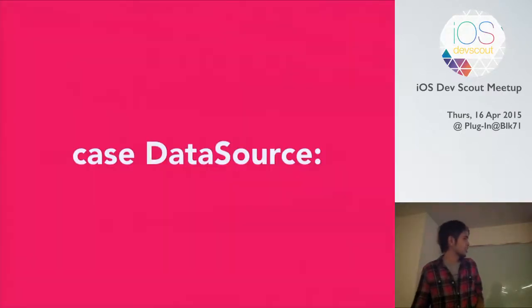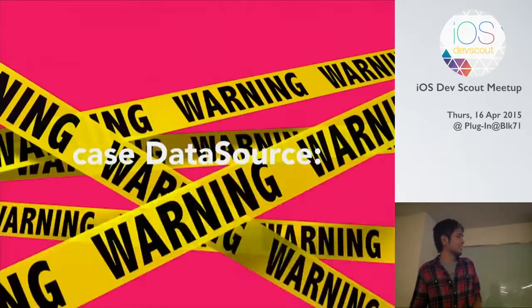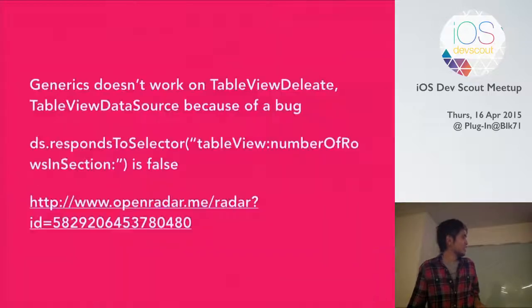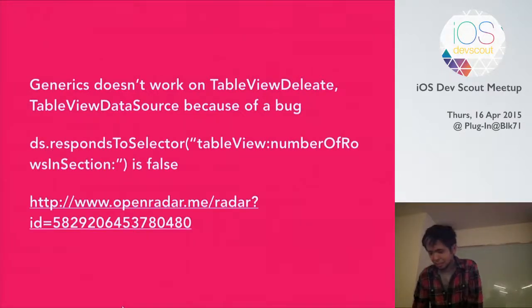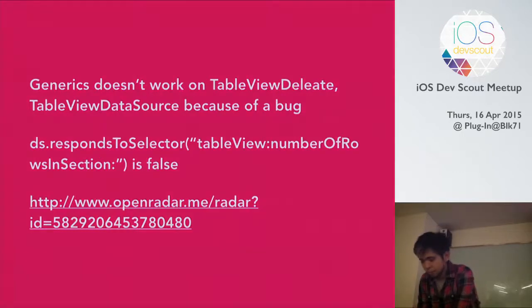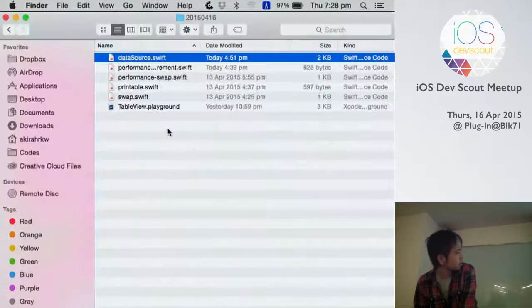Okay, but there's actually a warning. On 6.2, Generics doesn't work with the table view delegate and data source. I think it's because of a bug, and I found this issue on OpenRadar. So let me show that.